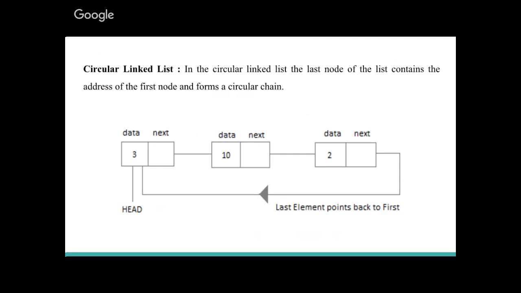Also, we have the circular linked list. What is different in a circular linked list is that the last node of the list contains the address of the first node and forms a circular chain. When this chain is formed, the linked list is called a circular linked list.